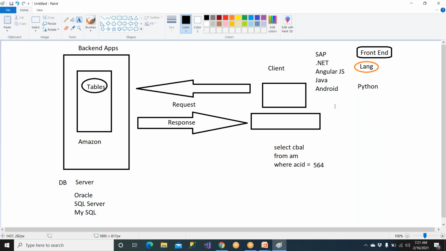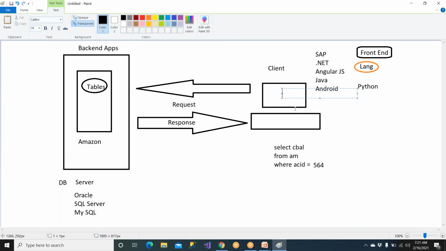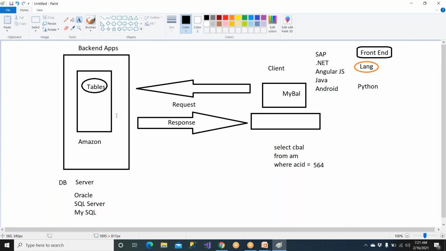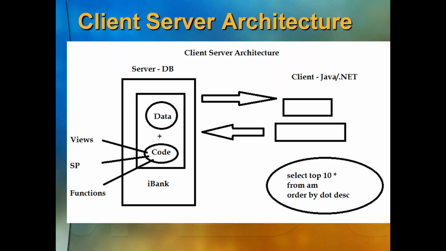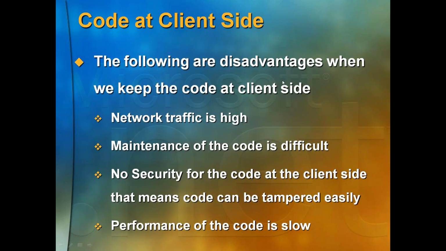But the problem is every time whenever you click on get my balance, this get my balance is a simple link, or show my balance. When you click on this link in the ATM, these lines will go. So there are a lot of issues here. What are the issues? The following are the disadvantages when we keep the code at the client side.